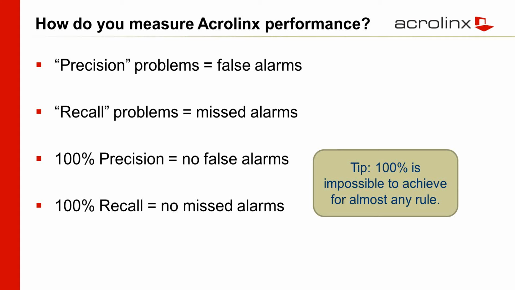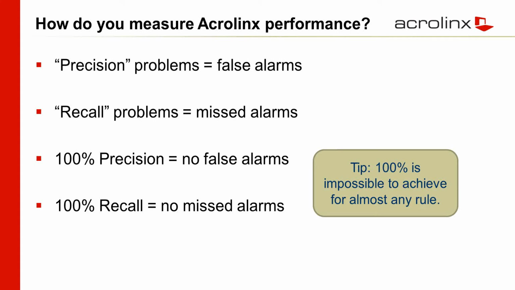So perfection in language, of course, is impossible to achieve. And I want to give you an idea of the terminology that we use to describe specifically false alarms, that is, Acrolinx flags something that it shouldn't have flagged, and missing alarms, when Acrolinx fails to flag something that it should have.